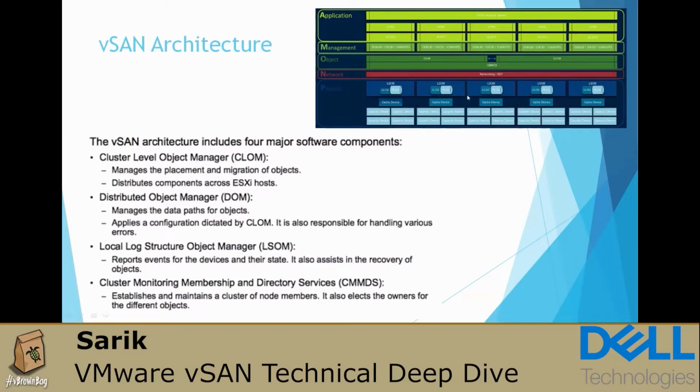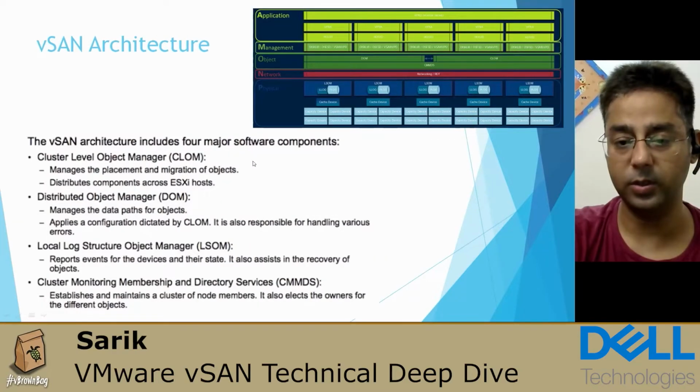This is the vSAN architecture, showing how vSAN works. It has CLOM, DOM, LSOM and CMMDS. Each service has its own responsibility, so you can go through that. The cluster level object manager, CLOM, makes sure that placement of the objects or migration happens, and that the components are distributed across the ESXi hosts within the cluster.